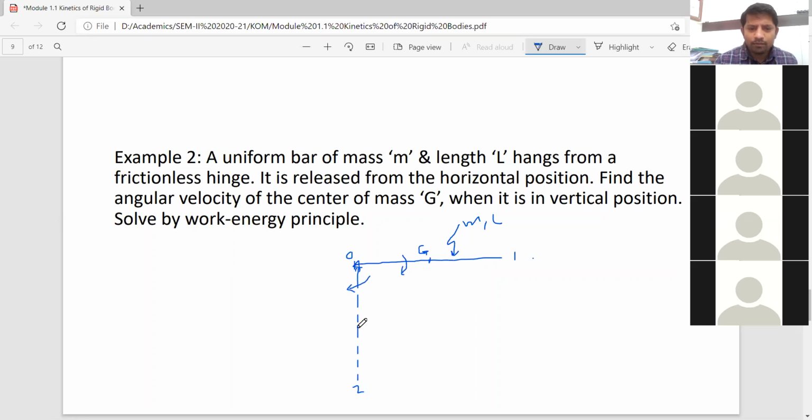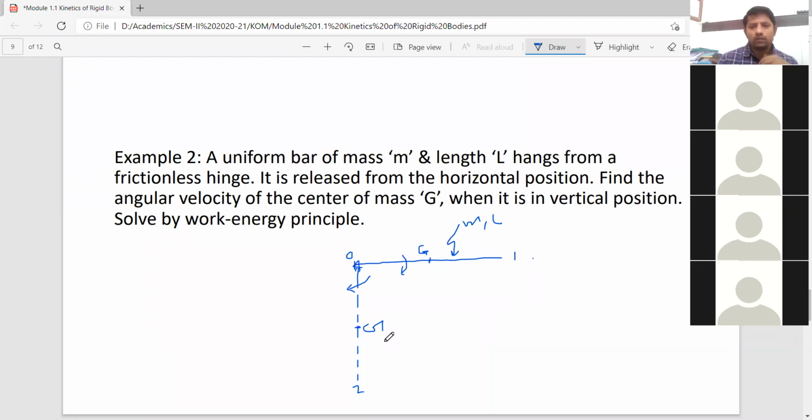When it is passing through the vertical position, at that time, what is the angular velocity of the point G? In short, you have to find the angular velocity of this link only, this bar. Whatever is the angular velocity of this bar, the same will be the angular velocity of the center of gravity. So you use the same principle, the work energy principle.